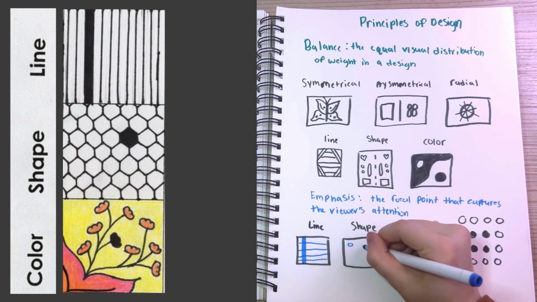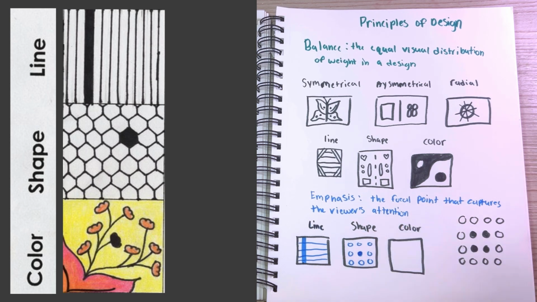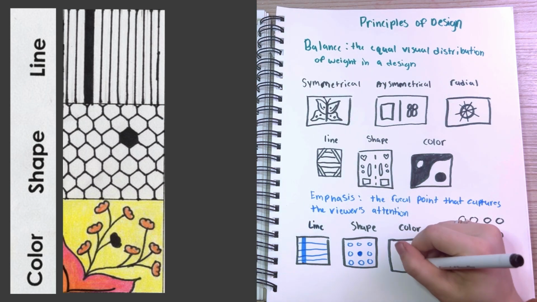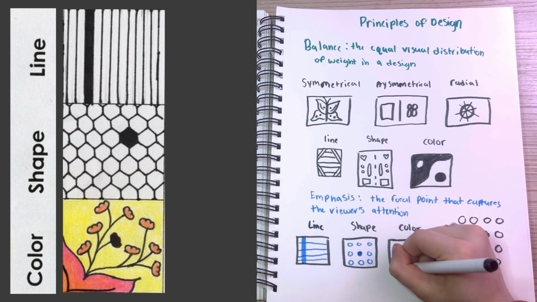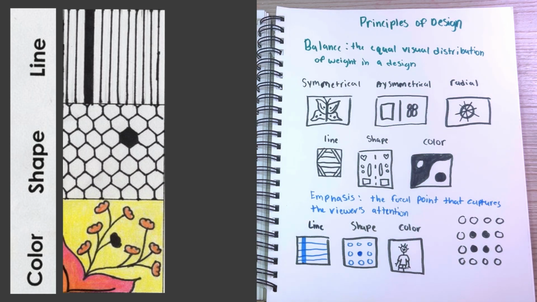Shape: unique or larger shapes stand out more than repetitive or smaller ones. An example would be a single large star in a group of small circles drawing attention because it breaks the pattern. Color: bright, bold, or contrasting colors make elements pop. An example would be a red apple among green apples immediately grabs attention because red and green are complementary colors.